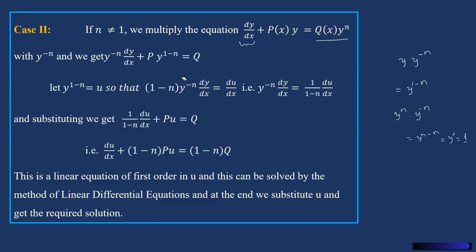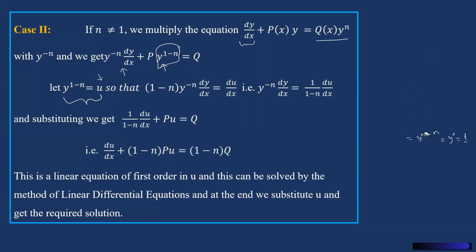But now, to be a linear differential equation, we should have exactly the dependent variable here, and we should have the coefficient of dy by dx as 1. Both are missing. So to get exactly a dependent variable here, nothing else, I'm just using a transformation. I'm taking all this y to the power of 1 minus n as some other variable u. Then you can just think of it.